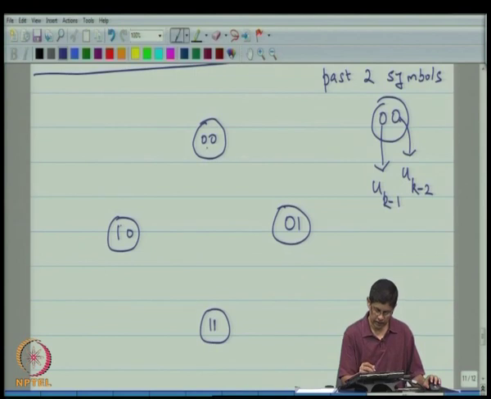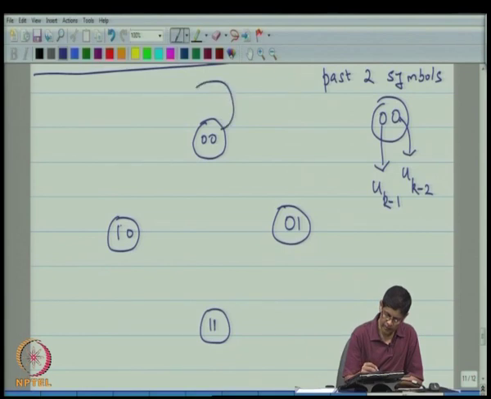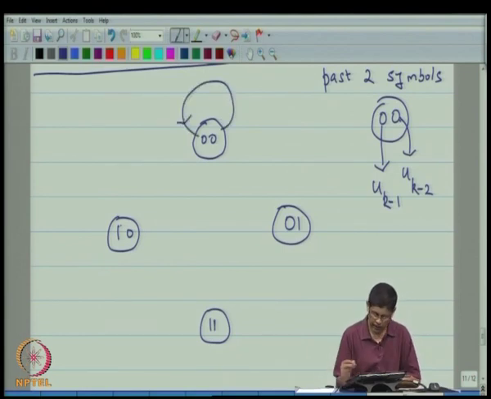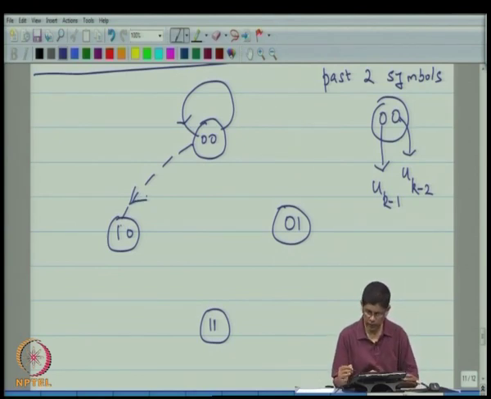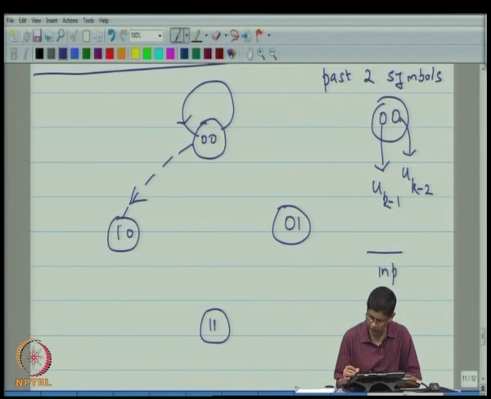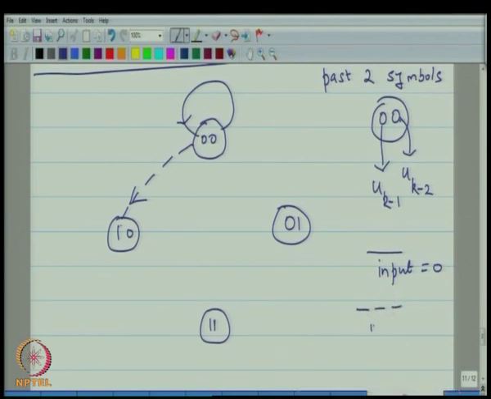So, here if I get 0 0 and let us say that the input is a 0, then I am going to remain in this state. On the other hand, if my input is a 1, I am going to transition to 1 0. I am going to follow the convention in describing convolutional codes: a solid line means that the input is 0 and a dotted line means that the input is equal to 1.